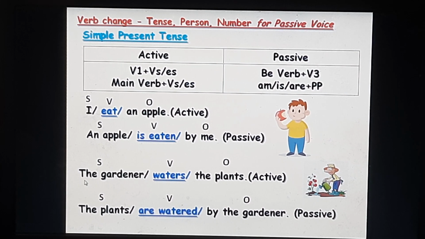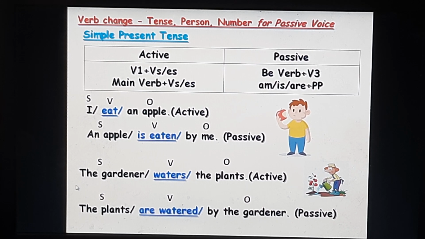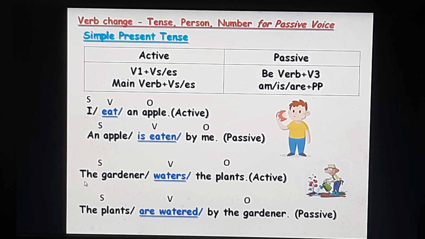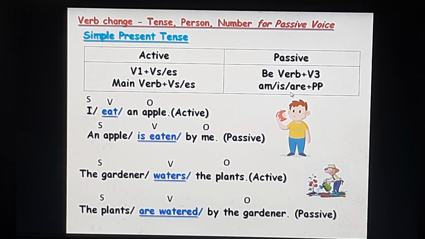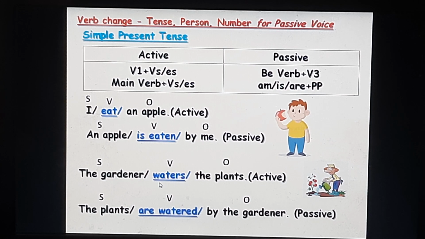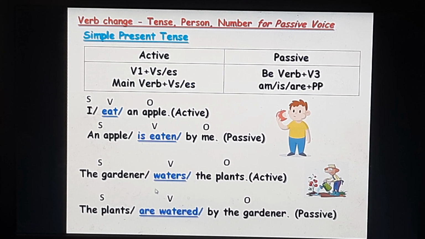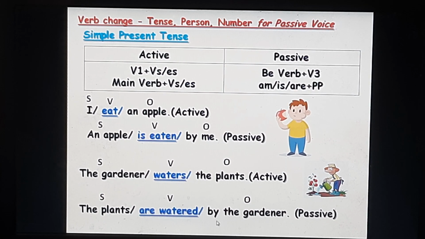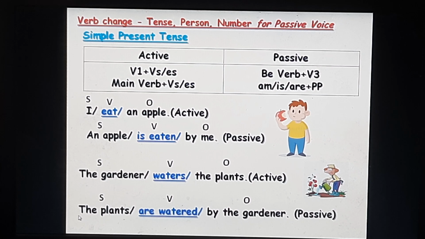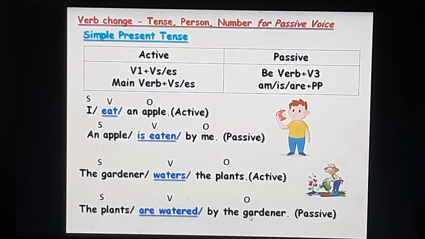Let's go to the second example. The gardener waters the plants. This is an active voice sentence, because the subject, the gardener, is doing the work. To change it into passive, we bring the object, the plants, as the subject. Now the plants is third person plural, so you'll be using the plural be verb, which is are, plus the past participle of water, which is watered, then the preposition by, then the object, the gardener. So your passive form is: the plants are watered by the gardener.